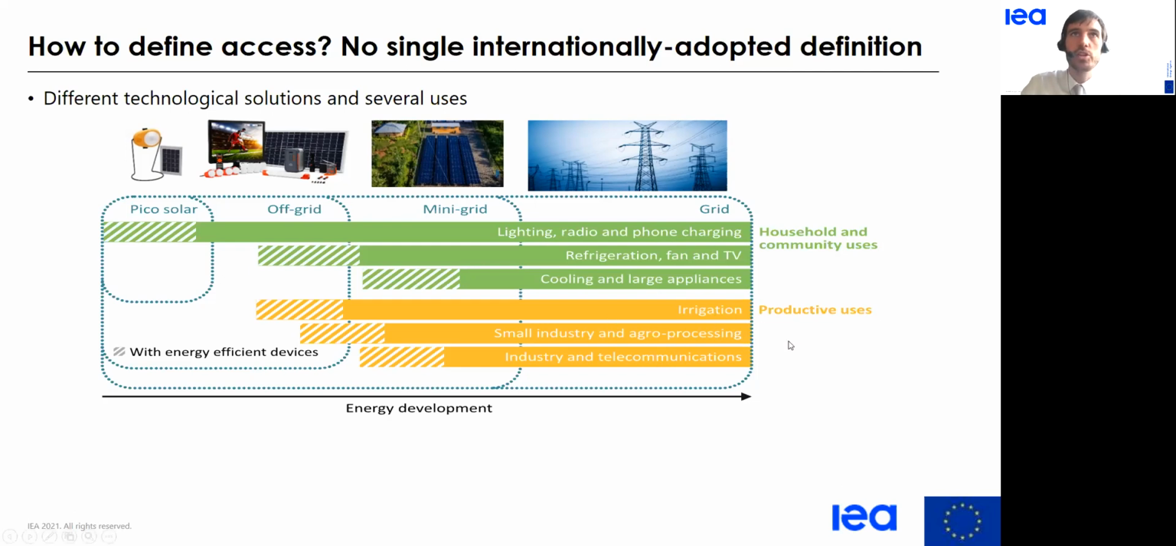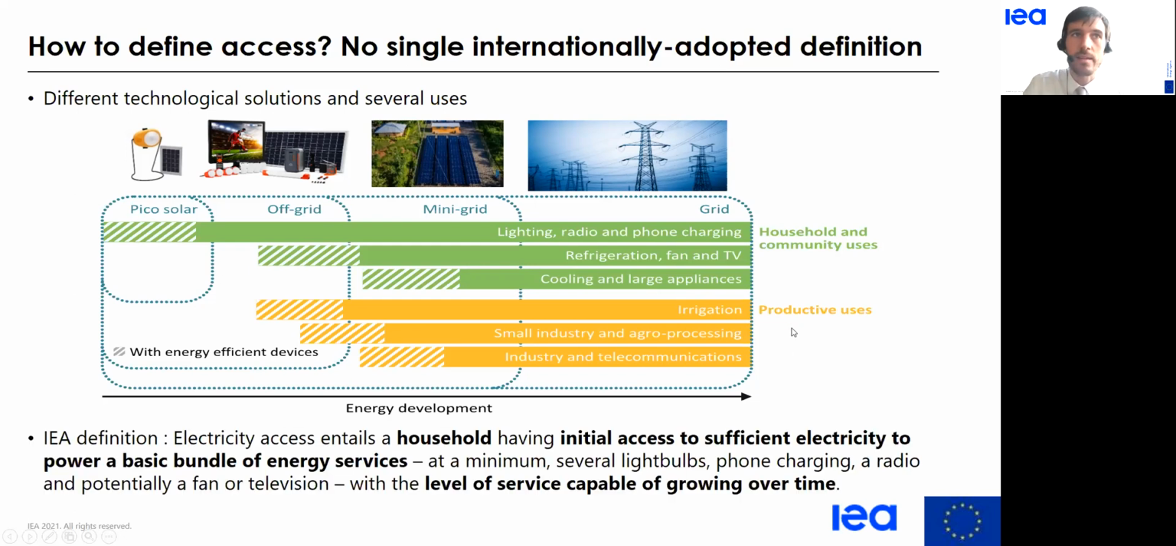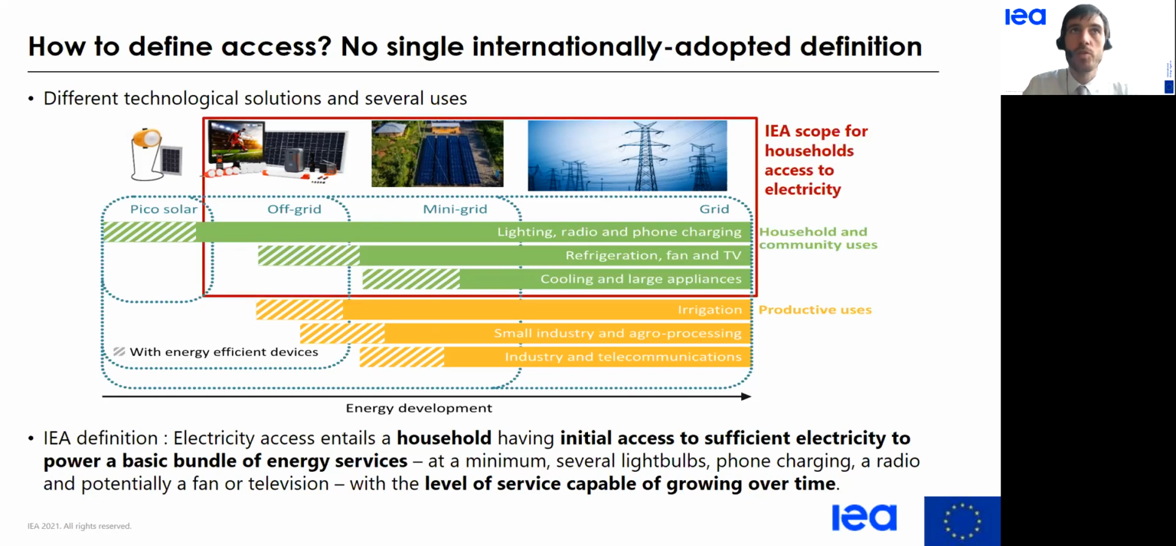And here is the IEA definition of electricity access. Electricity access entails a household having initial access to sufficient electricity services for a basic bundle of services like lighting, phone charging, radio, potentially a fan and television, and the ability to grow over time. So concretely, in our numbers of people with access to electricity, we include those who have solar home systems, who are connected to a mini grid, or who are connected to the grid.